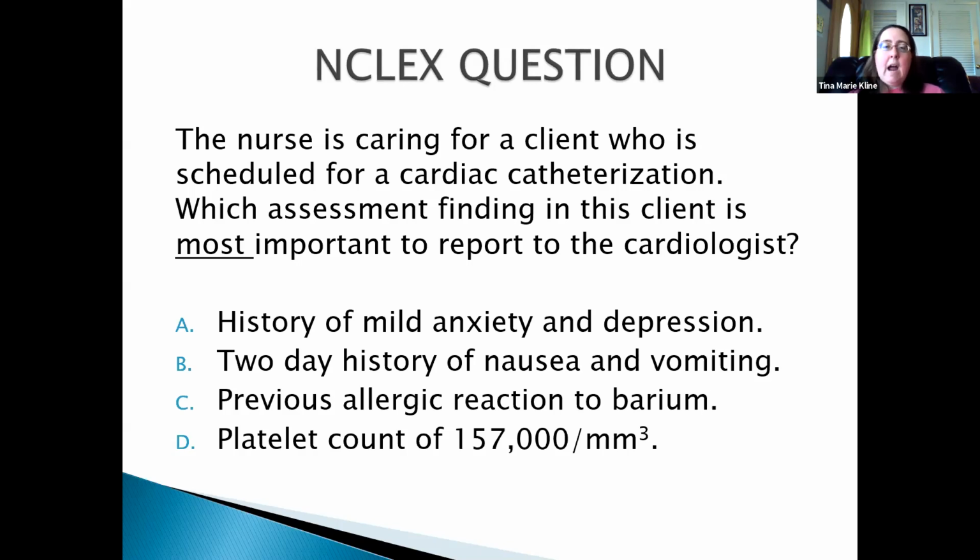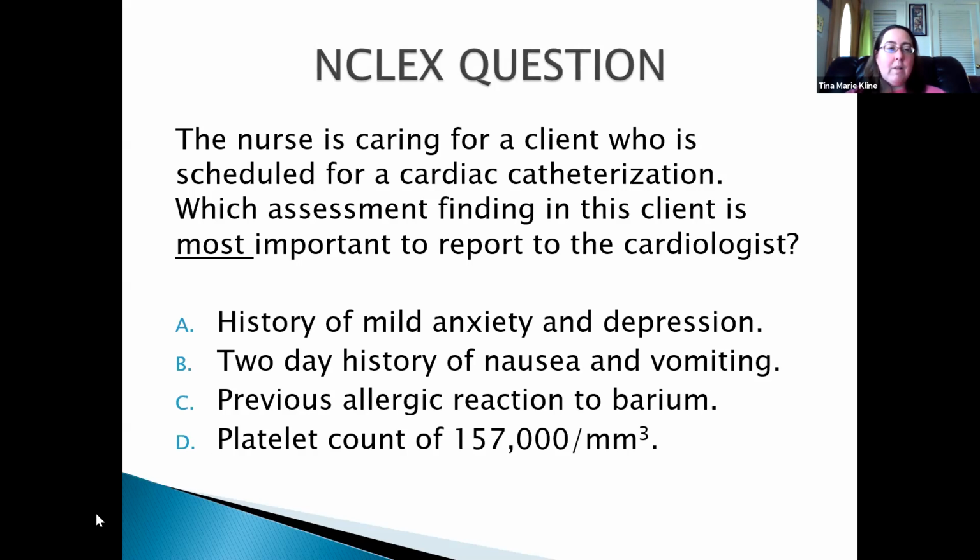All right, platelet count of 157,000. Anybody remember what your normal platelet count is? Let me see, who popped that up? Let's see. 150 to 400,000. So their platelets are within normal limits. Okay, so is that something you need to report to the cardiologist? No. So in working my way through, B is going to be my correct answer.